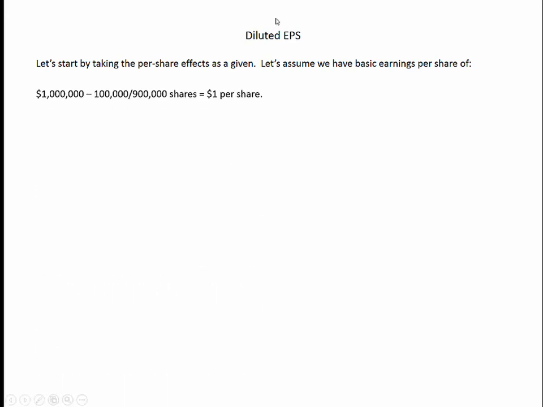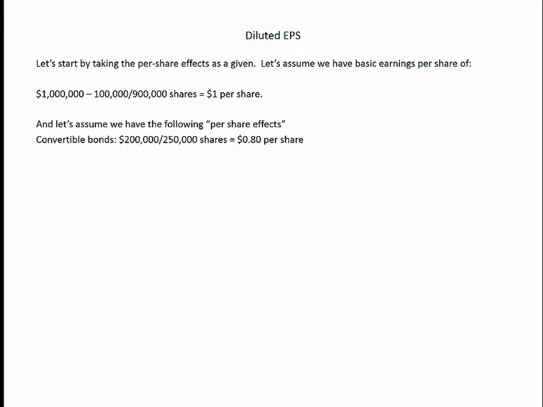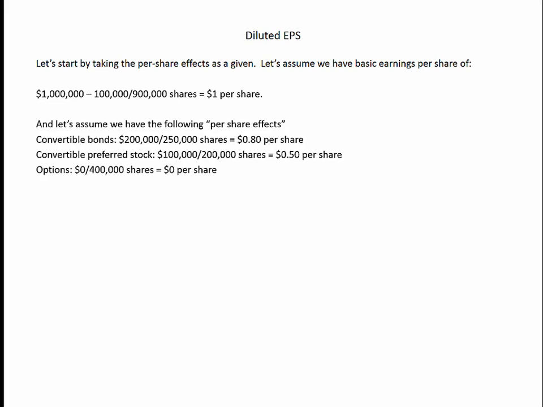Let's assume we have basic earnings per share of $1 million minus 100,000 in preferred dividends divided by 900,000 shares equals $1 per share. And let's assume we've got the following potentially dilutive securities with the indicated per share effects. Convertible bonds with a per share effect of $200,000 divided by 250,000 shares, or 80 cents per share. Convertible preferred stock with a per share effect of $100,000 divided by 200,000 shares, or 50 cents per share. And options with a per share effect of $0 divided by 400,000 shares, or 0 per share. Again, we'll talk about how those numbers are computed after we do this example.